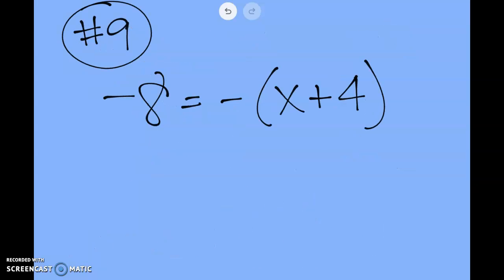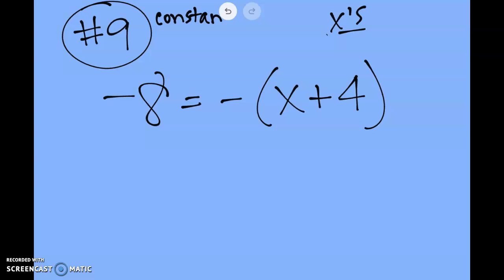I'm going to take a look at number 9 next. Notice I have my constants over here, so we'll keep our constants grouped over on this side. And over here, we're going to end up grouping our x's a little later. So I want to start by looking at these parentheses. I've got some parentheses over here on my right-hand side. So I need to use my distributive property to distribute this negative.